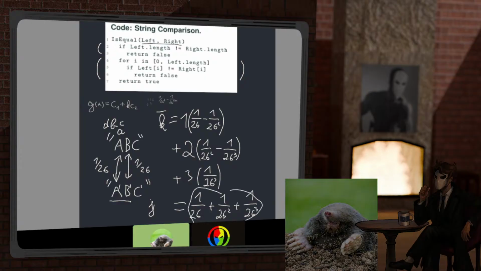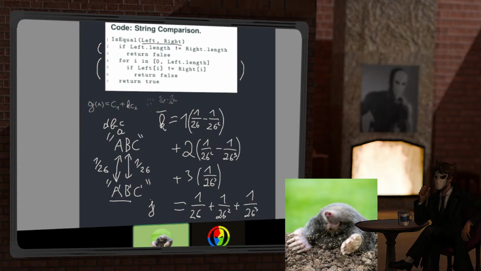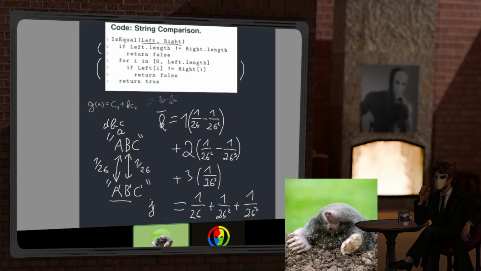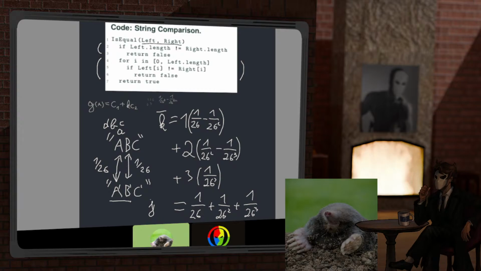This is not just the case for strings of length 3. This can actually be generalized to strings of any length. I'm going to shrink all of this up. Okay.